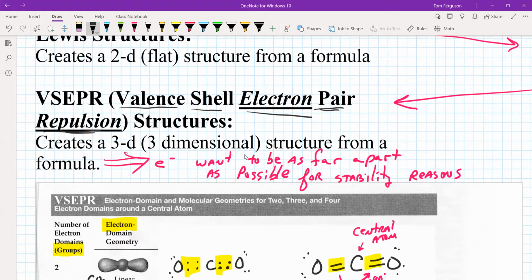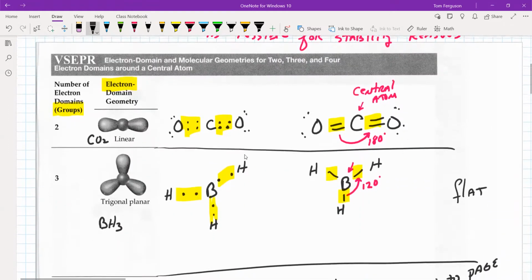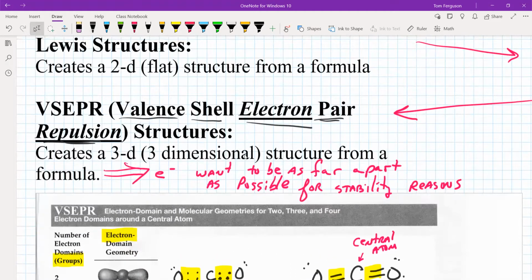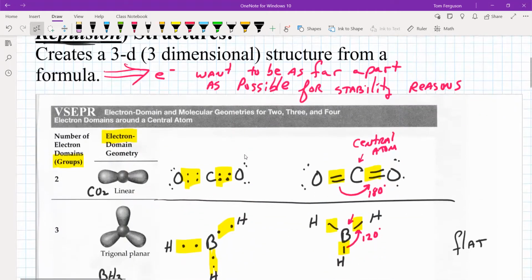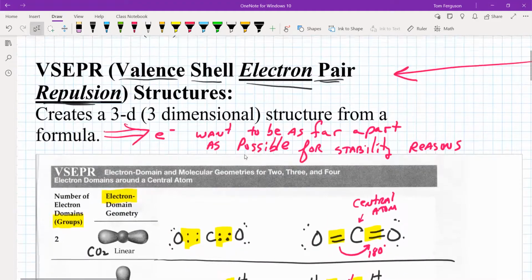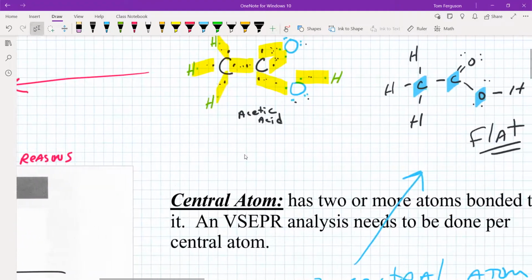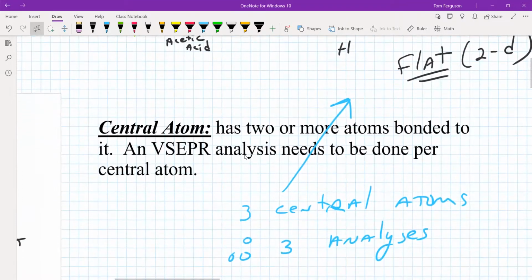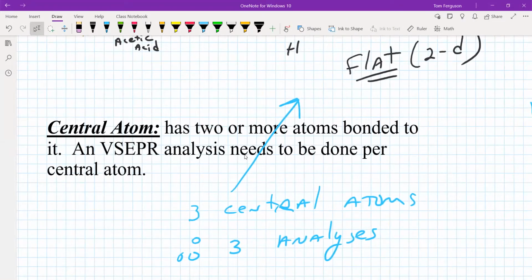Sometimes it's two-dimensional though, and sometimes it's three-dimensional. The bottom line is, if it is three-dimensional, it will show it. Okay, so some definitions now. We abbreviate valence shell electron pair repulsion as VSEPR. One definition is central atom. A central atom has two or more atoms bonded to it. If there's a central atom, you need to do a VSEPR analysis per central atom. So if there are three central atoms, three analyses.